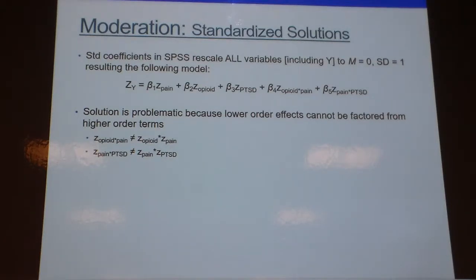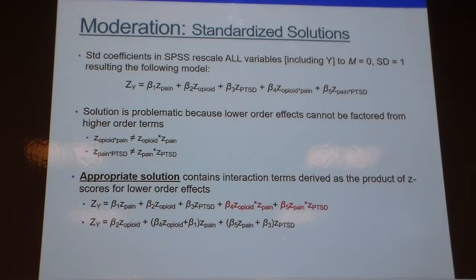Same thing here, pain and PTSD, right? If we wanted to create an appropriate, standardized interaction, in SPSS we would take the Z-scores of pain and multiply them by the Z-scores of PTSD to give us a proper interaction term. That we can pull apart, right? But if we just take the centered pain and the centered PTSD scores and multiply those together, and then take the Z-score of that product term, I can't get back to here with that, right?